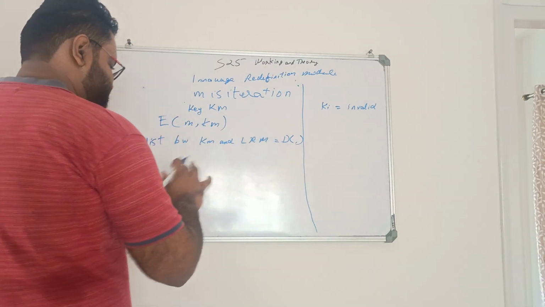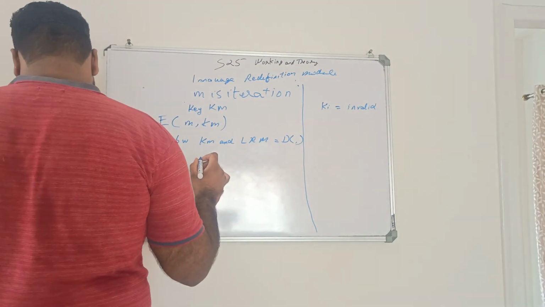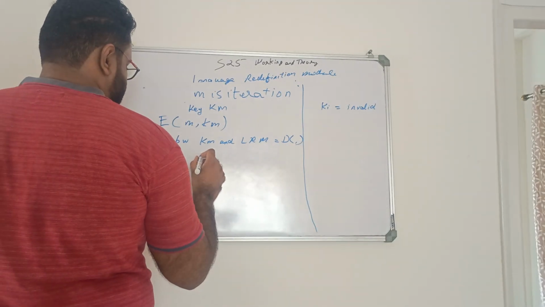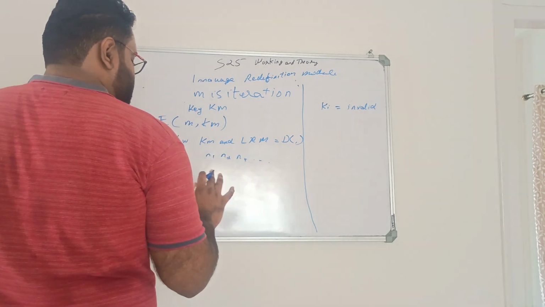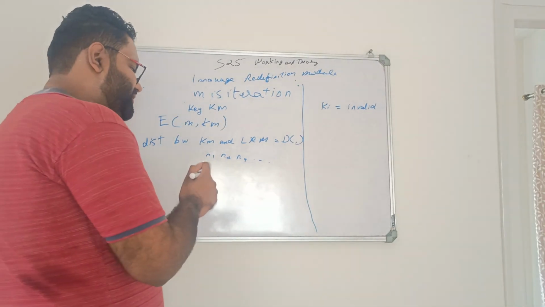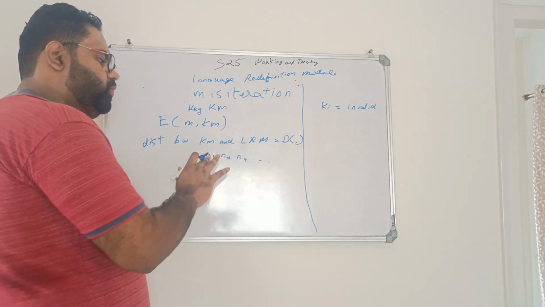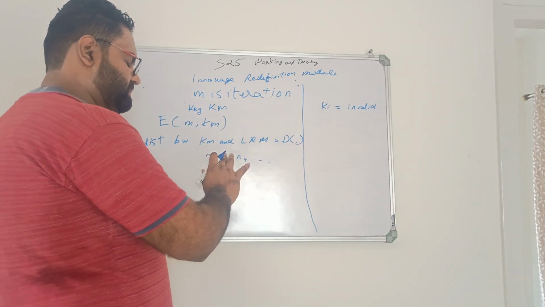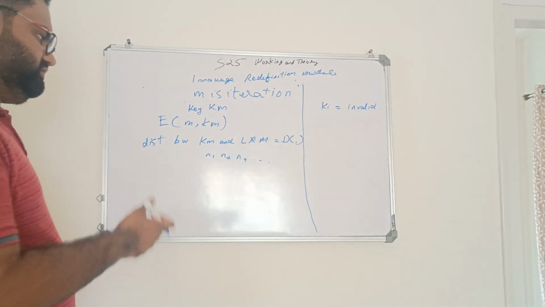So if I have a message which is LRM invalid, let's say I have N1, N2, N3, and so on, which is LRM invalid. If I want to make them LRM valid, what I can do is add or subtract one from the particular digit which are not following the LRM.